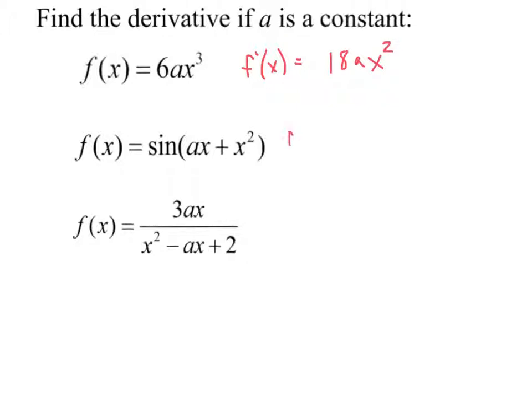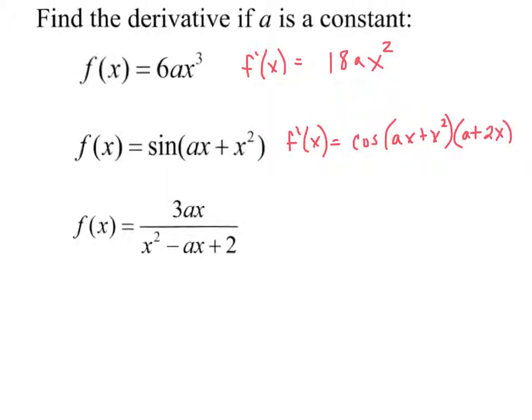This one, f prime, well, the derivative of the outside is cosine, and we would leave the inside alone, so cosine of ax plus x squared, and then we'd multiply by the derivative of the inside, which would be a plus 2x.